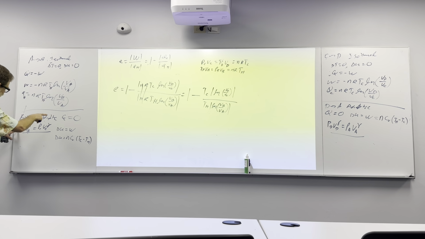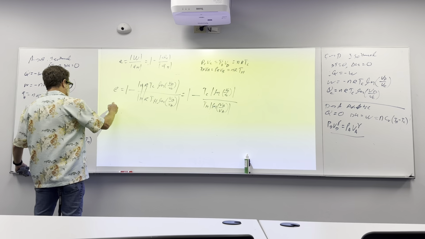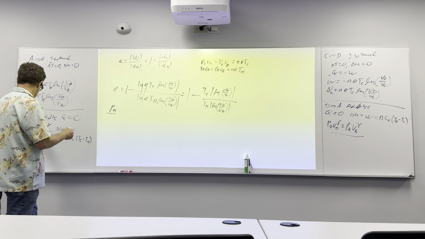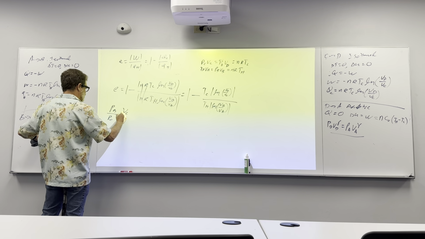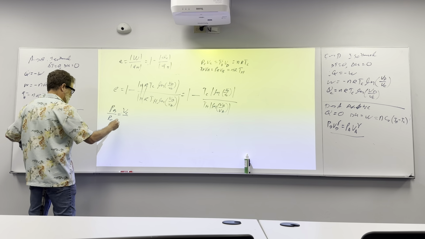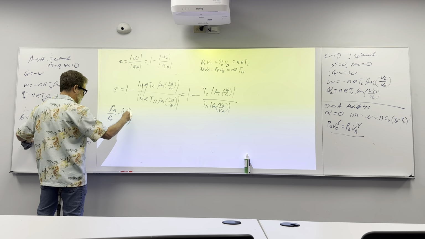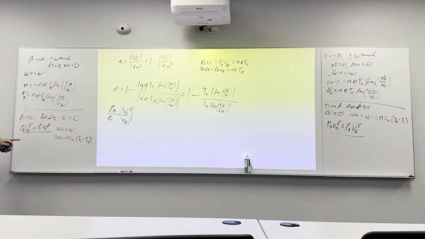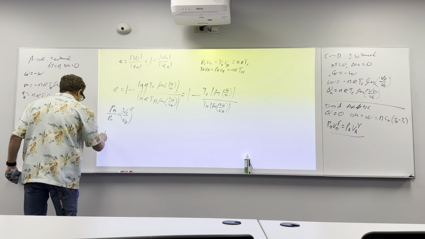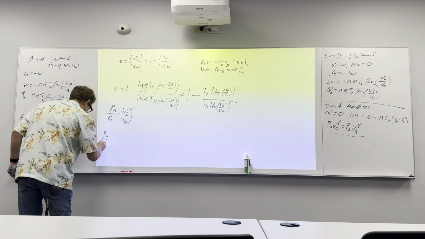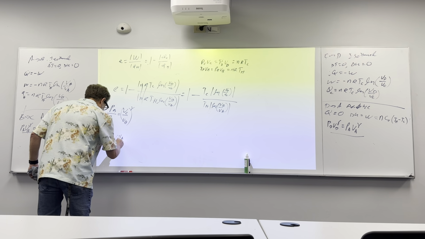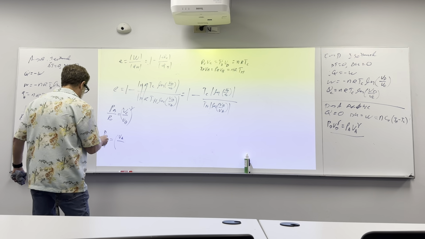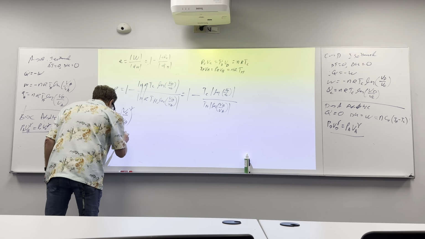If I write the pressures on one side and the volumes on the other, I get PB over PC. What does that equal? VC over VB, but this is to the what? To the gamma, right? Did everybody see that? If I do the same thing over there, PD over PA is equal to VA over VD to the gamma.